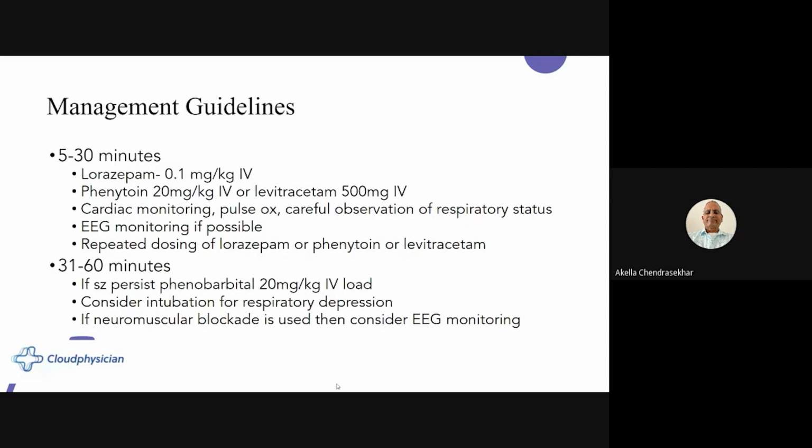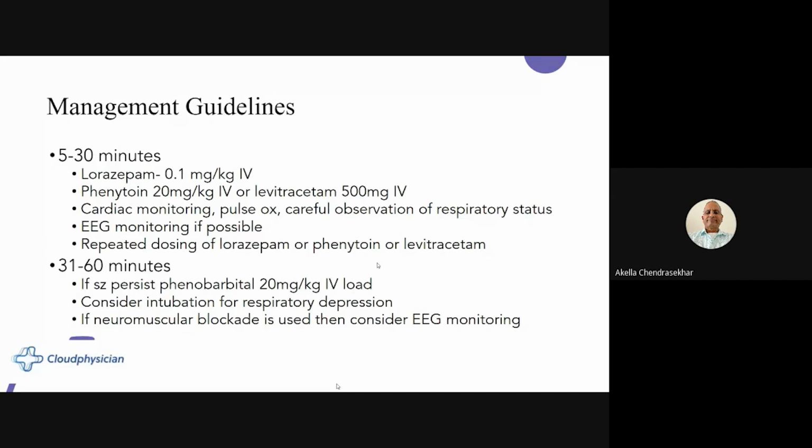Okay, 5 to 30 minutes, you're going to start your therapy. 5 minutes, you're going to start your therapy. Lorazepam. Okay. And the reason we use lorazepam as opposed to diazepam, it has a longer duration of activity.